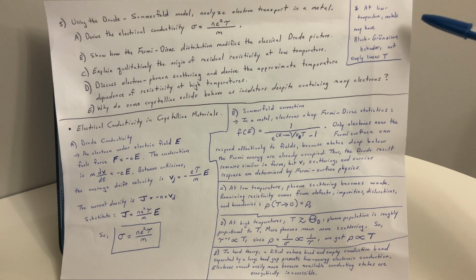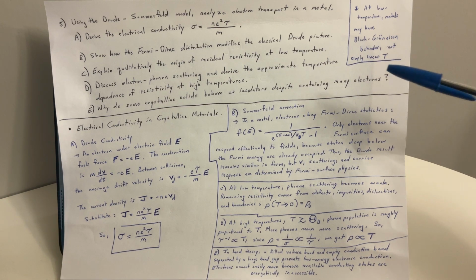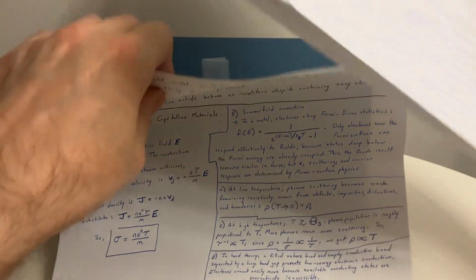Right here, just a note, at low temperatures, metals may have Bloch-Grüneisen behavior, which means they're not going to behave simply like the linear T. Okay, so that's number 5. Sorry if I spoke too fast or mispronounced some things. It tends to happen. Let's move on to number 6.